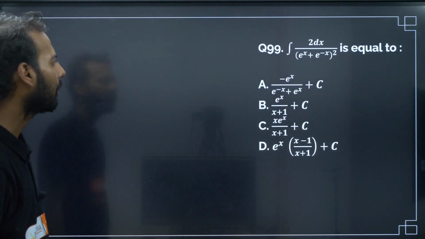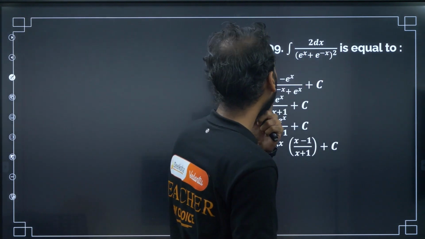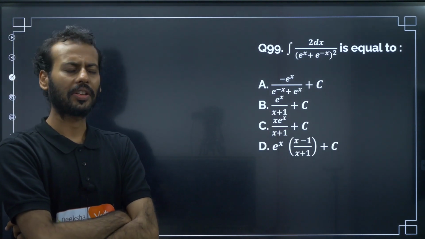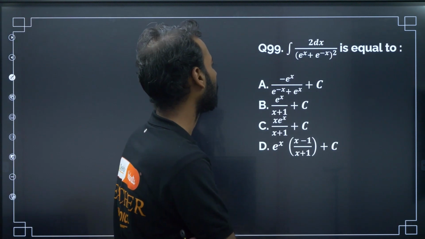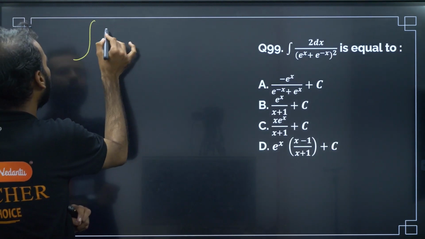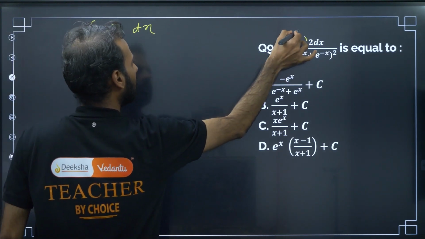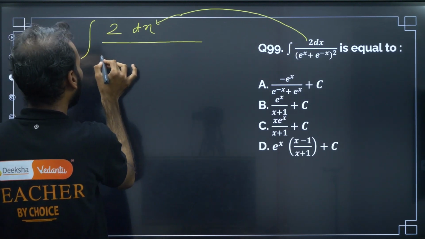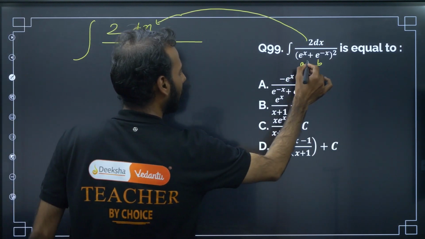Going to the next question. Integration of 2 dx by some function they have given, we have to integrate. It is obvious that directly in standard form we don't have anything, so we have to simplify this expression first and then integrate that function. So how to start? Let me copy the same expression and write it here, 2 dx divided by, this looks to me in the form of a plus b whole square.